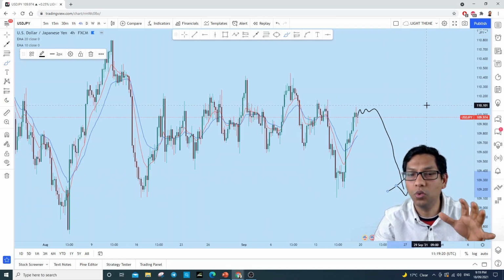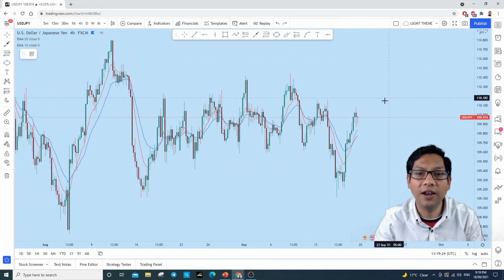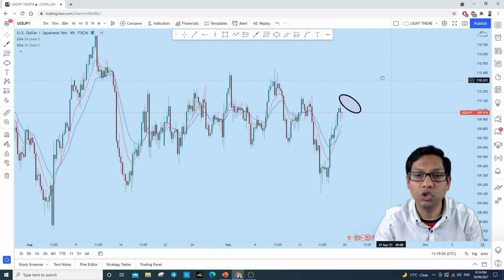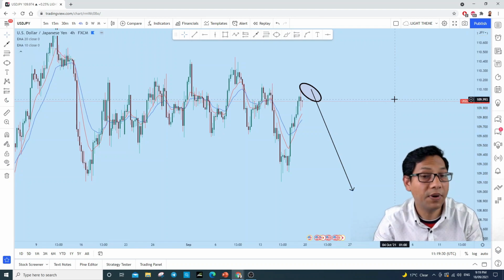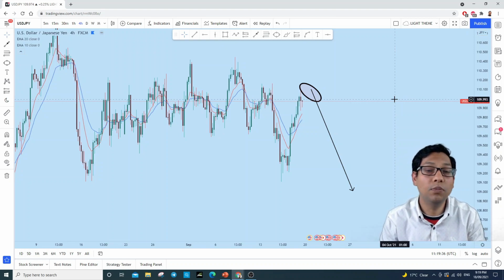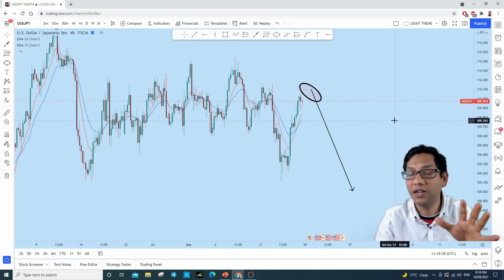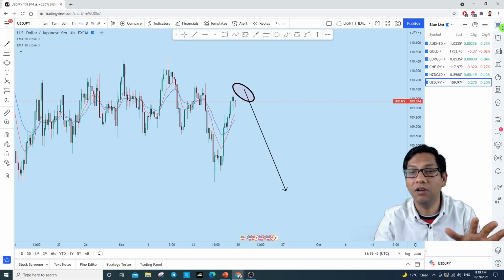So that is what we will be waiting for. We will be waiting to see a reversal pattern in this zone before moving to the downside. The reversal pattern could be a head and shoulder pattern, a double top, or any kind of reversal pattern. As soon as we see any kind of reversal pattern, we will go short with a very good risk to reward ratio.